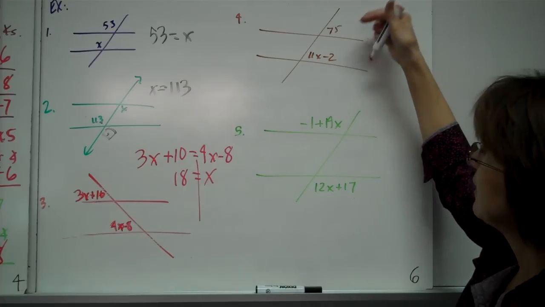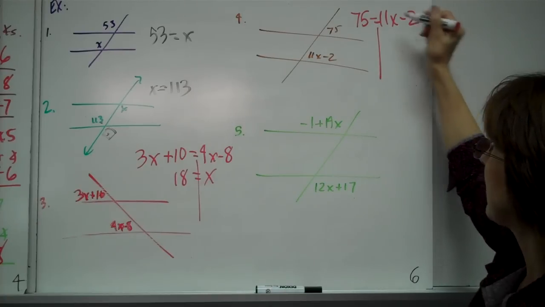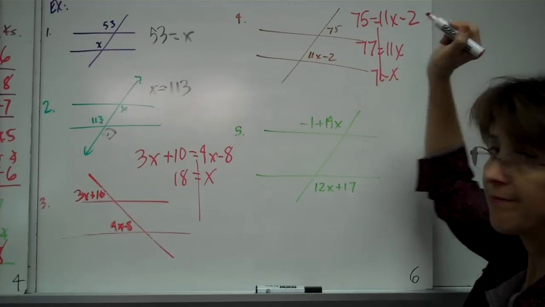Okay, these are also corresponding, so they'd be equal to each other. So 75 is equal to 11x minus 2. Draw my line, add the 2. It's 77 equals 11x. X equals 7.